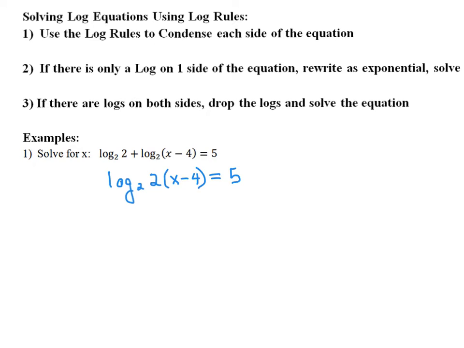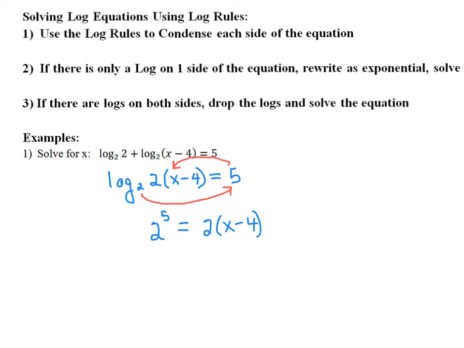Now that I have a log on just one side of the equation, and it's just a single log, I'm going to rewrite this as an exponential. Remember, I like to use the arrows, so I begin at the base, I raise it to the answer, which is going to be our exponent, and I set it equal to the argument. So I'm going to rewrite this as 2 to the 5th power is equal to 2 times x minus 4.